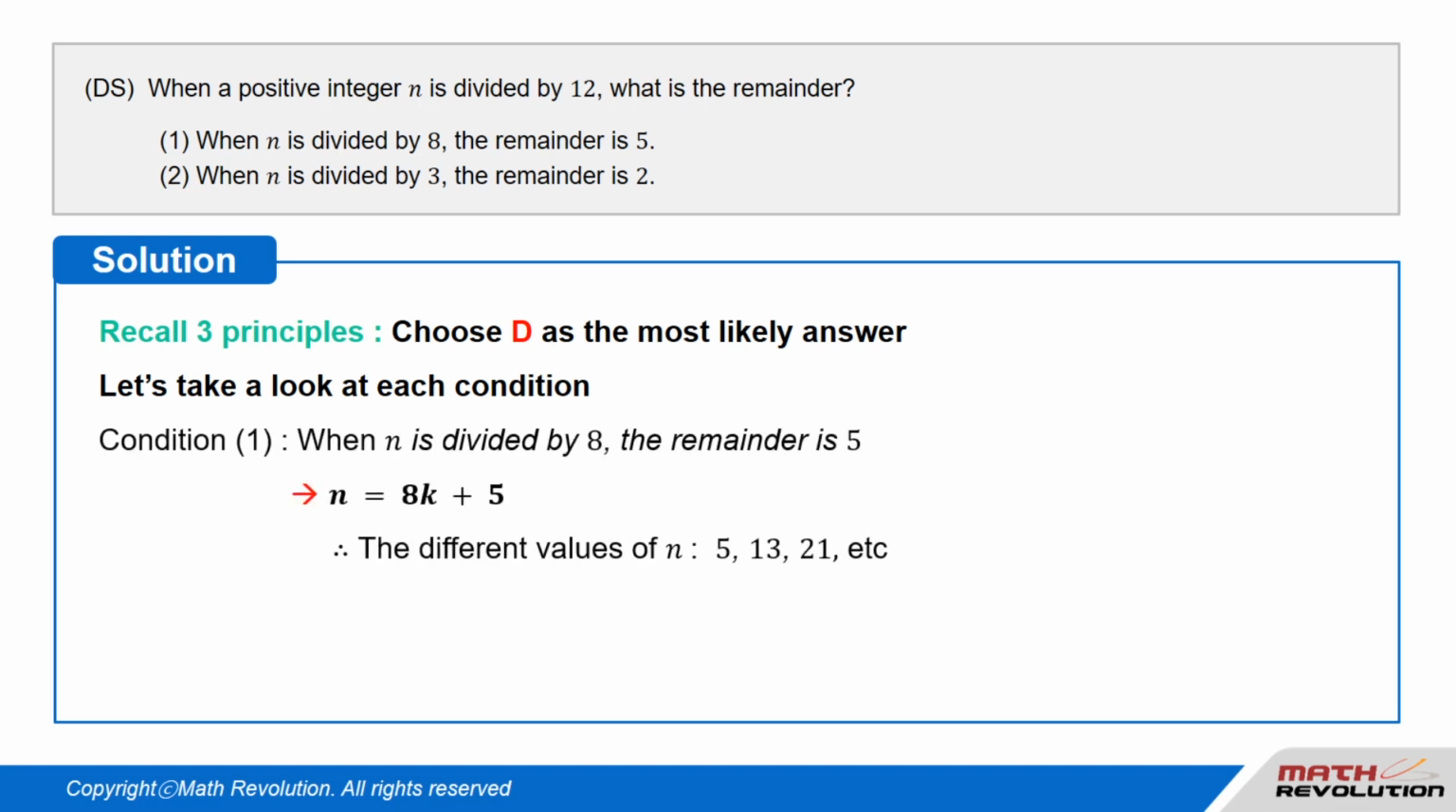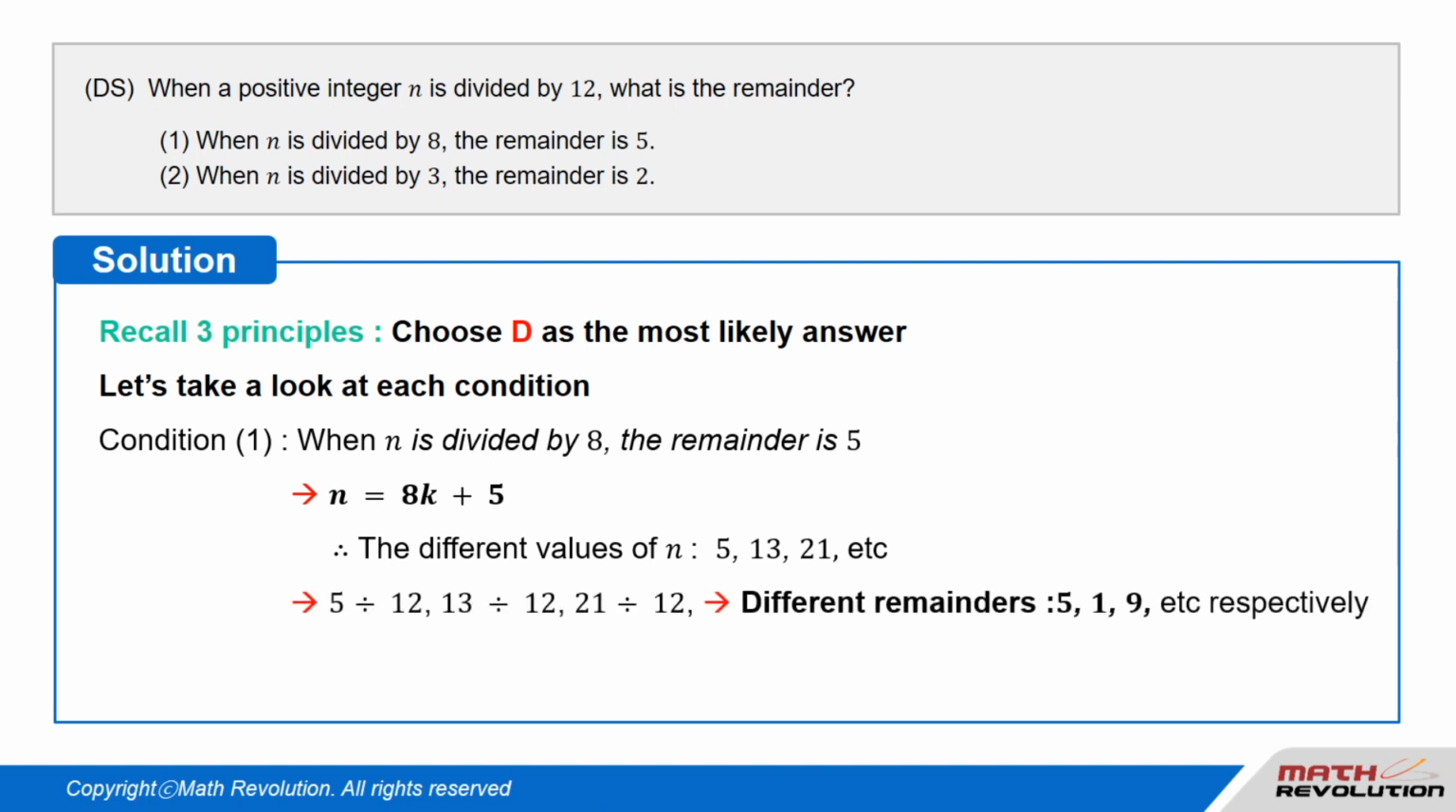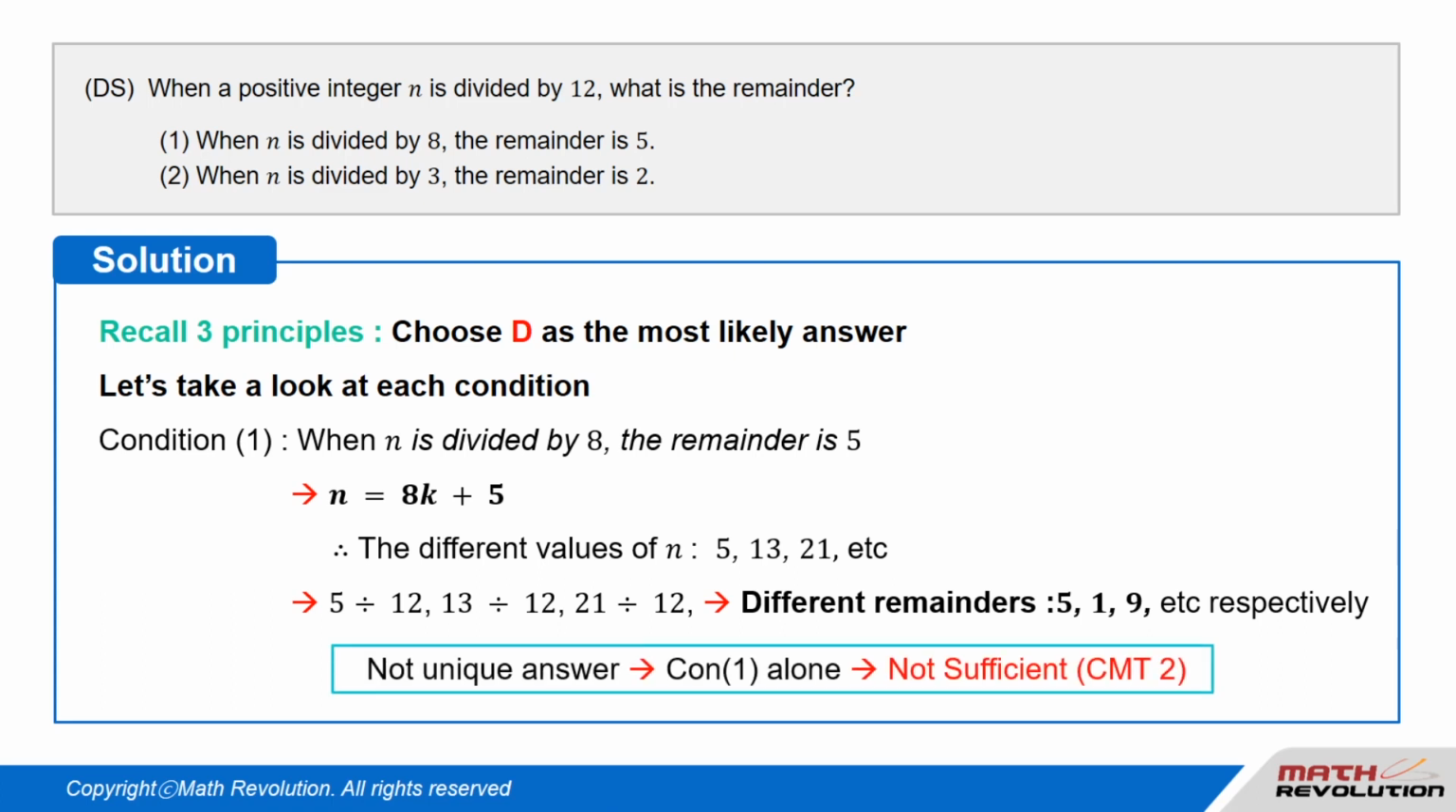Condition 1 tells us that when n is divided by 8, the remainder is 5. Thus, n equals 8 times k plus 5, and therefore, the different values of n are 5, 13, 21, etc. In each case, the remainder will be different when divided by 12. The remainders are 5, 1, 9, etc., respectively. Thus, this condition has no unique answer, and so this condition is not sufficient by CMT 2, which states that the number of answers must be 1.